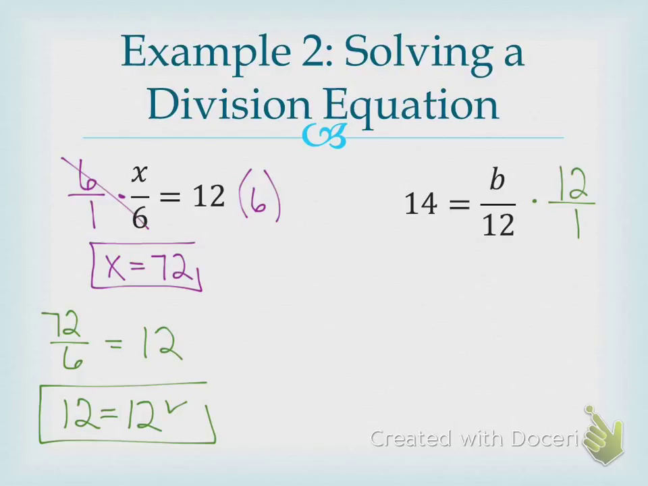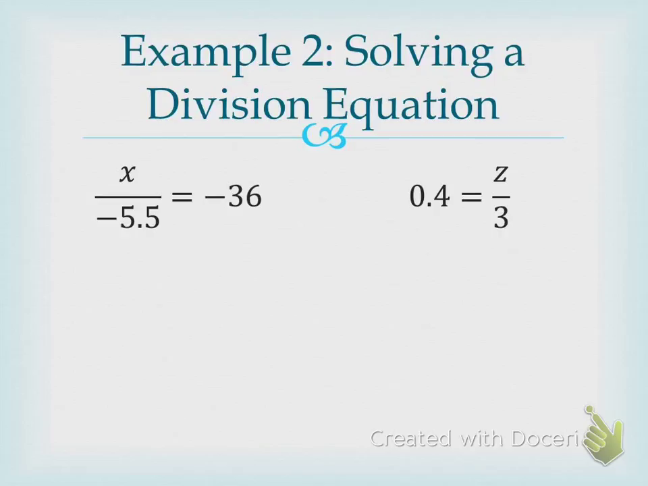Bruce, do you see that? So it was just backwards? It's just backwards. So you could have written it b over 12 equals 14. Then you multiply 14 times 12. And what's 14 times 12? 168. Okay, 168 equals b, or b equals 168. And then, guys, you would just check it the same way.